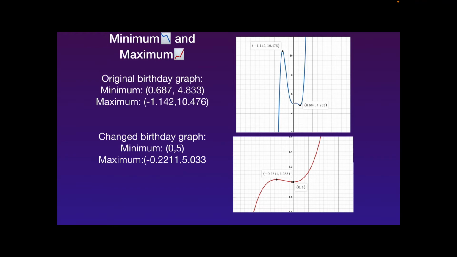For the original birthday graph, we can see that the minimum is 0.687, and then the y is 4.833. And the maximum value is negative 1.142, and the y is 10.476. We can see this in the picture on the graph, on the top one, the blue one. And the changed birthday graph's minimum is 0.5, and the maximum is negative 0.2211 to 5.033. We can see this displayed on the red graph on the bottom.